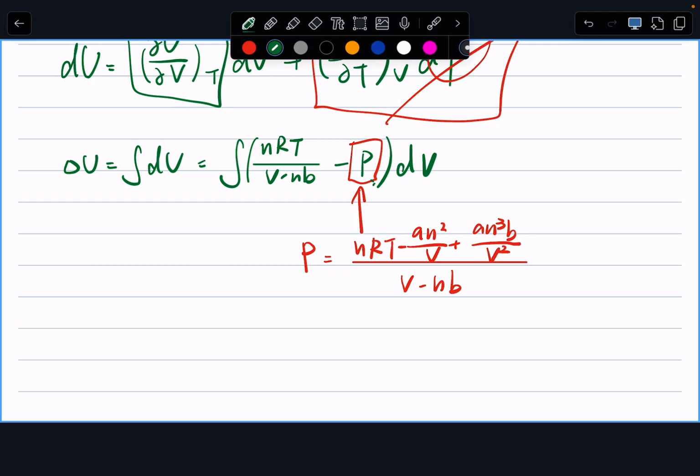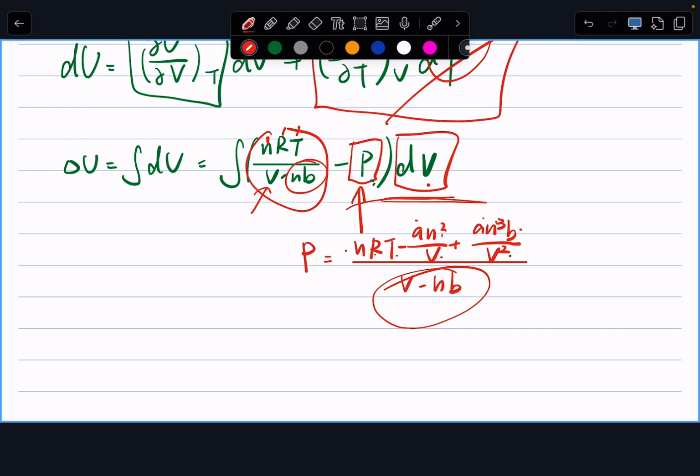And now if we look at this entire thing, n is a constant, R is a constant, temperature is a constant, volume is within my dV, so we can solve it, and b are all constant. In my pressure, same: n, R, T are constant, a constant, n squared constant, volume we can solve for, a, n cubed, b, these are all constant, V squared we can solve for. On the bottom, same thing, we only have volume minus nb. So we only have volume and some other bunch of constants. So we have a good way of solving this integral calculus.